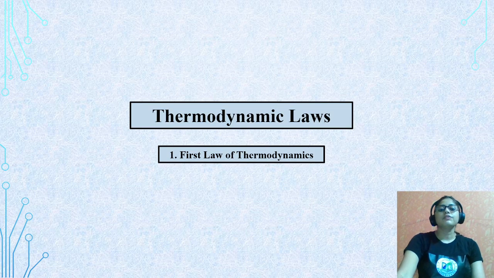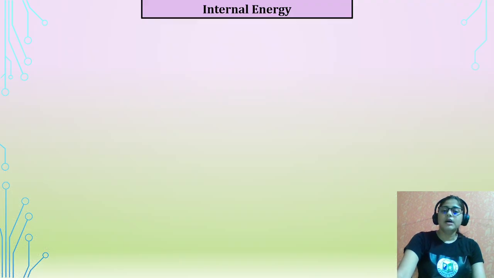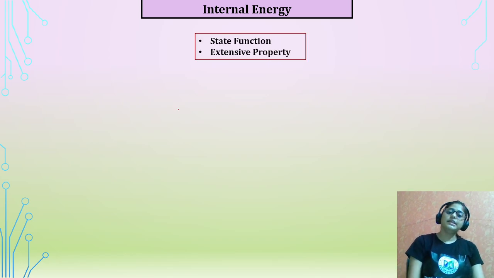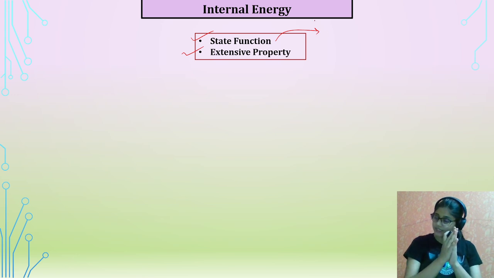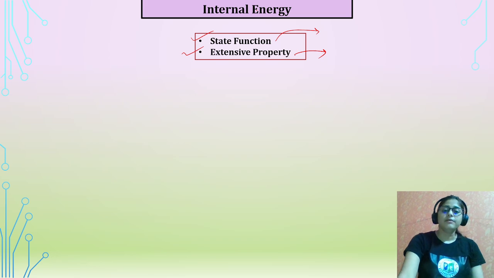Now the first law of thermodynamics. Before going to the first law, we should know what the internal energy of a system is. Internal energy is a state function and an extensive property. State function means not path, it depends on the state, the final and initial. And extensive means mass dependent. But what is actually the internal energy?